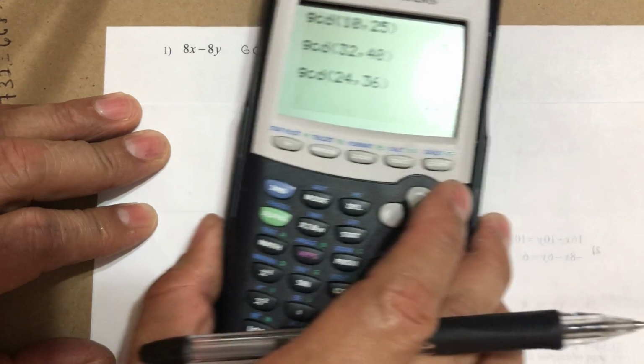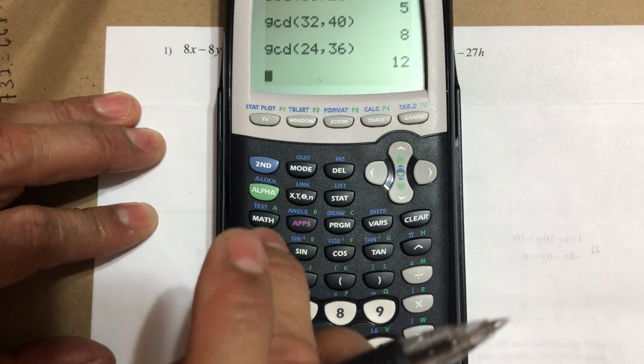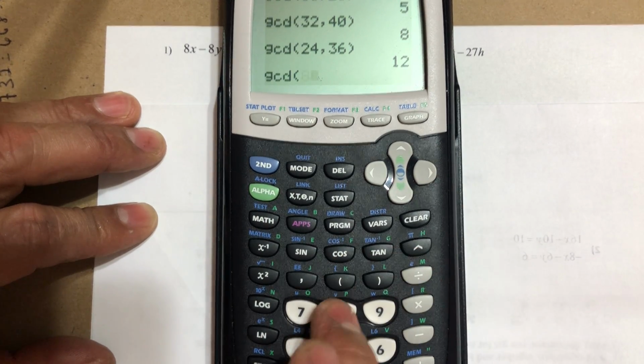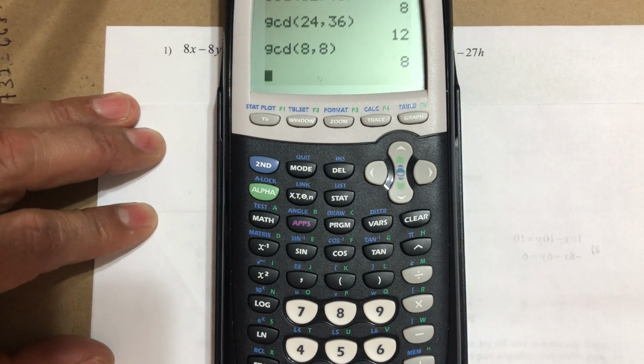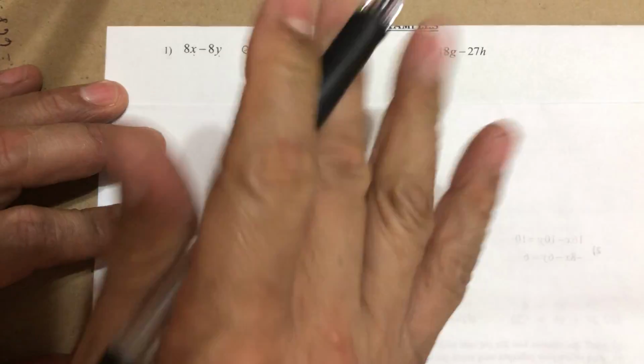If you're not sure, what do you have to do? You go to the calculator, math to the right, number 9, and you're going to type 8, comma 8, close parenthesis, and you see the GCF is 8. Now, remember, they don't have anything in common. This has x, that has y, nothing in common.